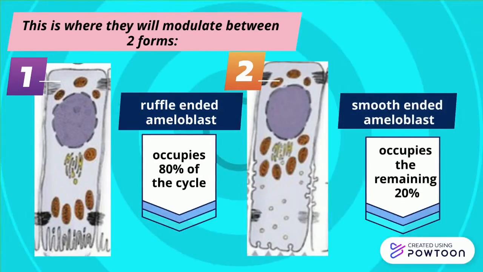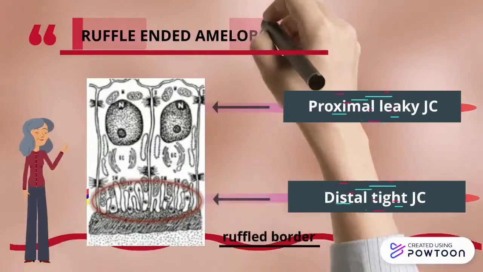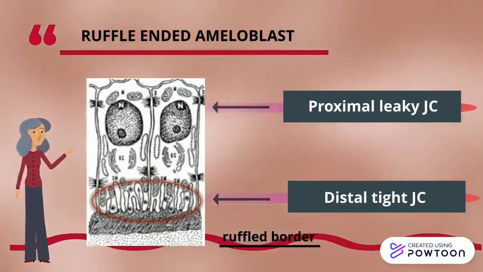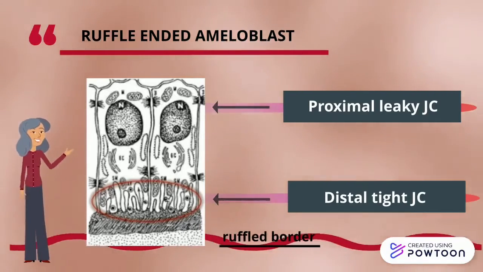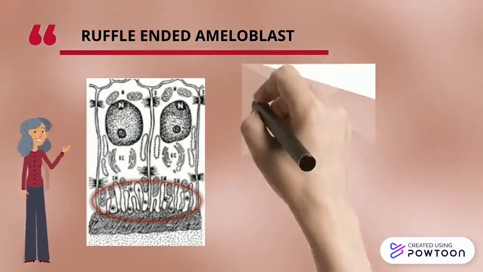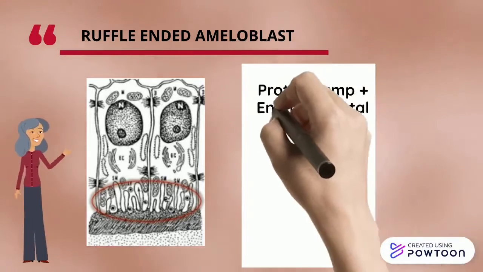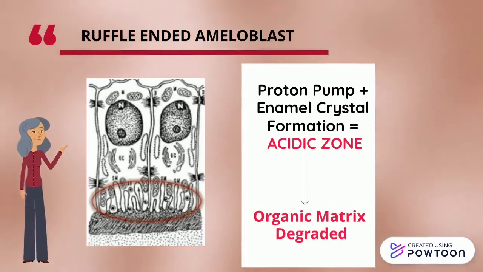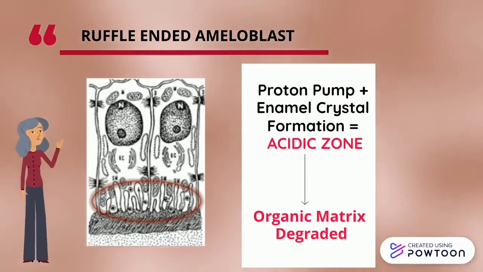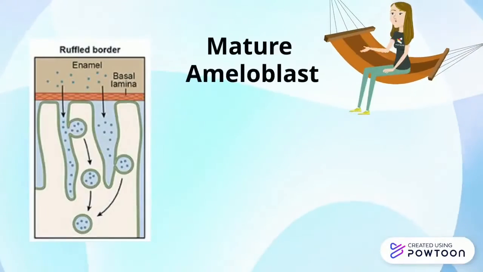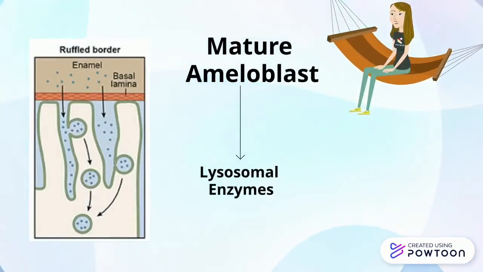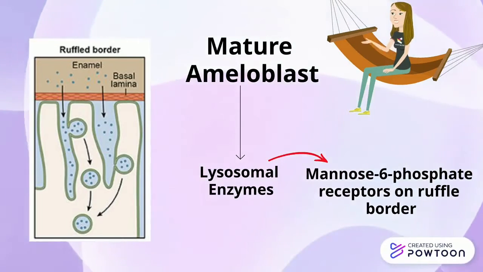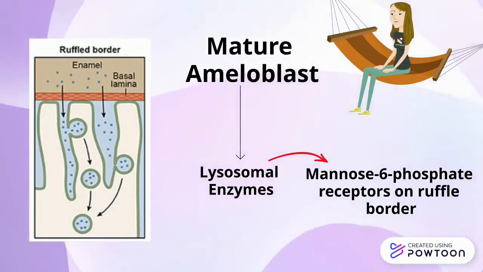The distal end of the ruffle border is broad with tight desmosomal junctions, while the proximal end has leaky desmosomal junctions. It will then degrade the organic matrix to fragments by the acidic zone produced by the proton pump, along with the acid produced from the enamel crystal formation. The mature ameloblasts secrete lysosomal enzymes that will be targeted by mannose-6-phosphate receptors located on the ruffle border.